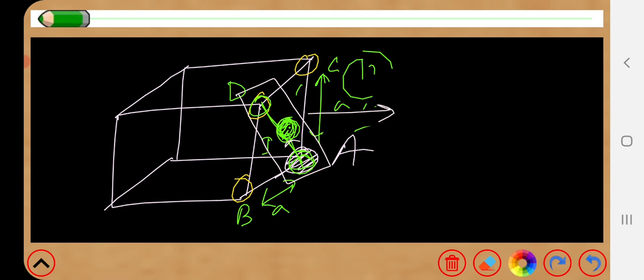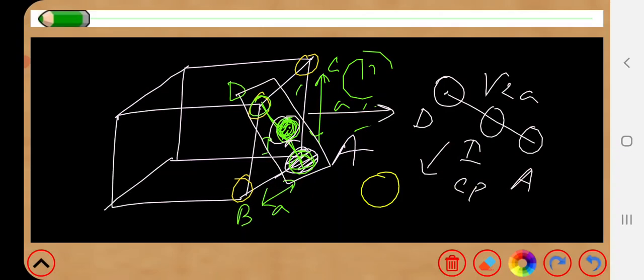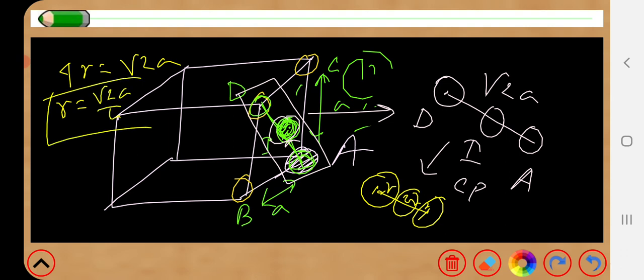So if we draw them separately in a face diagonal, this is D, this is I, and this is A. From D to A, it is root 2a. But if we make it in the close-packed form, let us make them touching each other, with nothing inside. So this is 2r, this is r. So again 4r is equal to root 2a and r is equal to root 2a/4. So look how simply we have found out this atomic packing, sorry, coordination number.